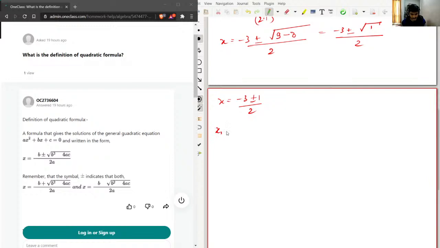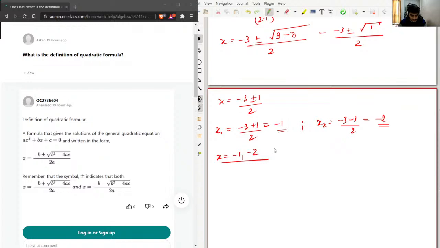Now I'll write this as x1. First we'll consider the plus sign. So this will become minus 3 plus 1 over 2, that is minus 2 over 2, negative 1. X2 will be, then we'll consider the negative sign. So this will be negative 3, negative 1, negative 4 over 2, that will be negative 2. So x equal to minus 1 comma minus 2.